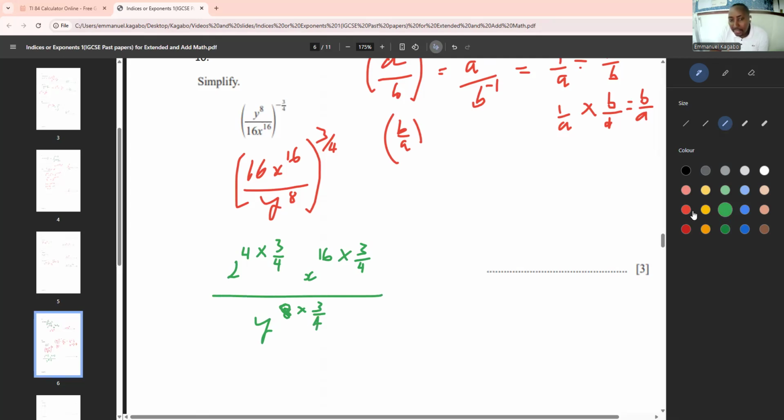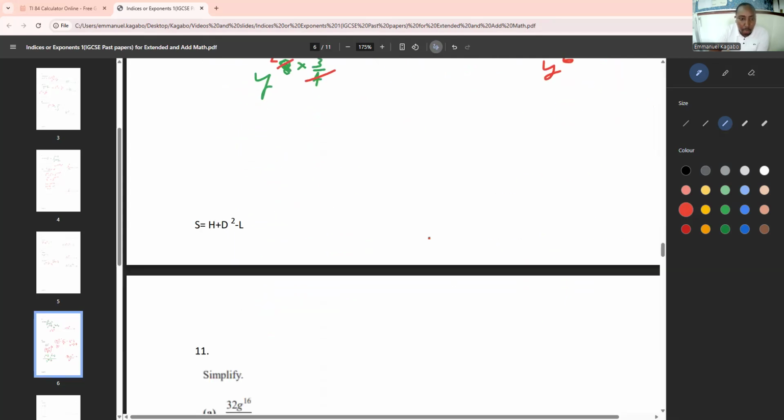Well, then, can I simplify now? This one cancels with that. I'll get 2 power 3, which is 8. Okay? Now, what about this one? 16 times 3 over 4 will give me x power 12, right? Over, this one simplifies with that, gives me 2, so it's y power 6. Okay? Very good. I hope you have understood.